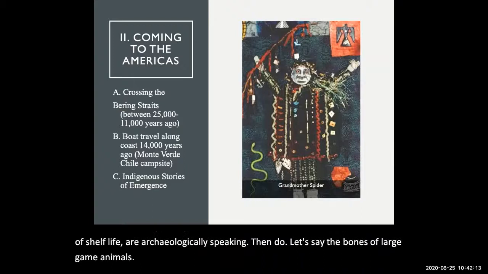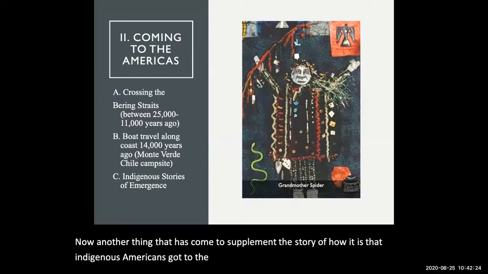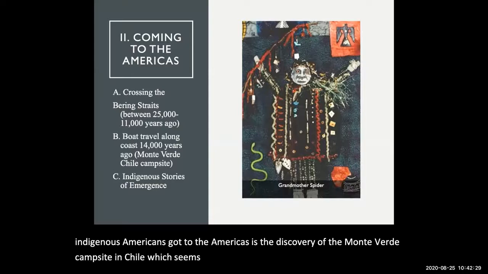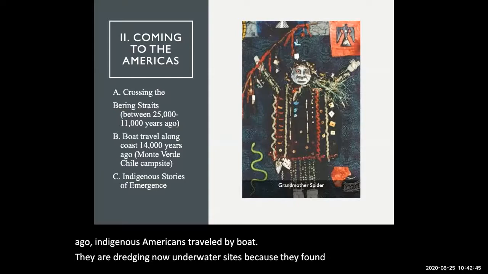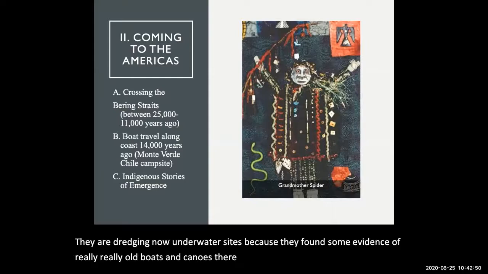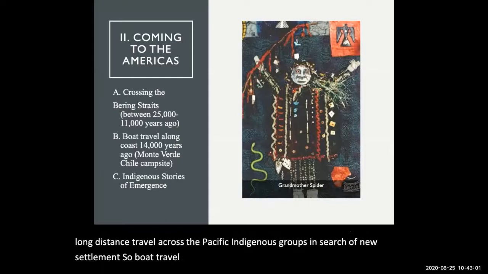Now, another thing that has come to supplement the story of how Indigenous Americans got to the Americas is the discovery of the Monte Verde campsite in Chile, which seems to show that somewhere around 14,000 years ago, Indigenous Americans traveled by boat. They're dredging underwater sites now because they found some evidence of really, really old boats and canoes. There are other examples of indigenous groups doing really long distance travel across the Pacific in search of new settlement. So boat travel also seems to back up the Bering Straits crossing theory.